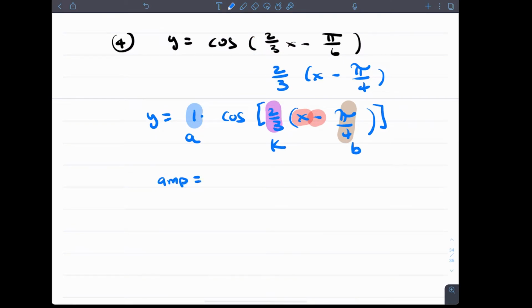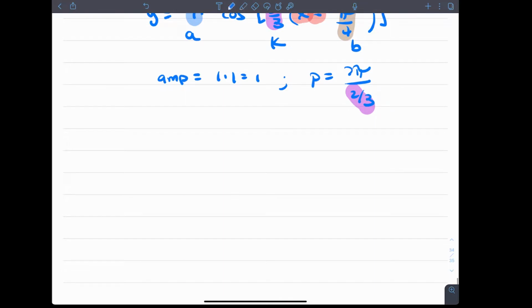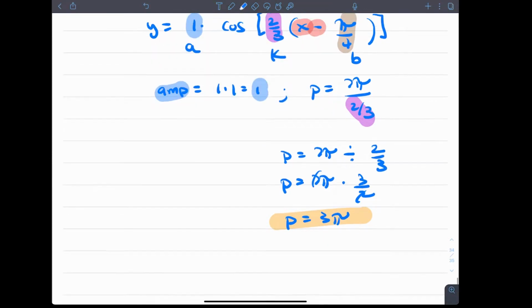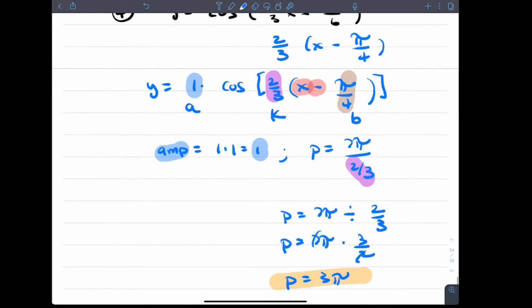So amplitude, absolute value 1 is what? 1. Period. 2 pi over, oh, what is K? 2/3. Did you guys see that here? So what do you think I should do here, right? 2 pi divided by 2/3. Notice my arithmetic. 2 pi times 3/2. So my period's going to be what? 3 pi. Amplitude's 1. Okay, you guys see that there?